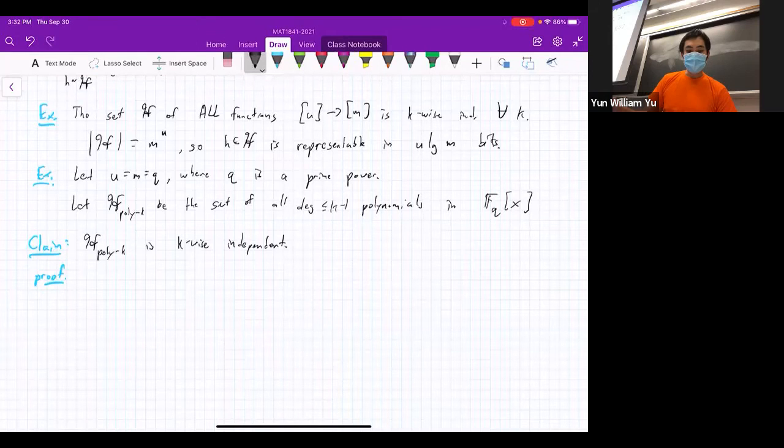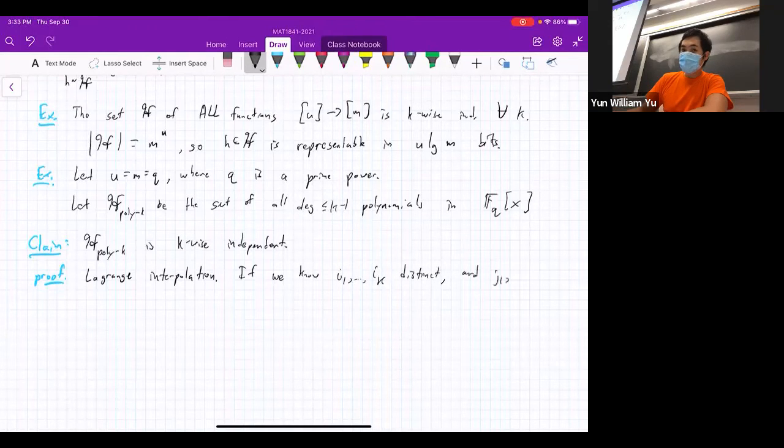The proof for this is going to use Lagrange interpolation. So if we know I1 through IK distinct, and J1 through JK, let us define a polynomial, some polynomial, which we're going to define in this sort of weird way. How many of you have seen Lagrange interpolation before? Oh, okay, so this is old hat if you've already seen it.